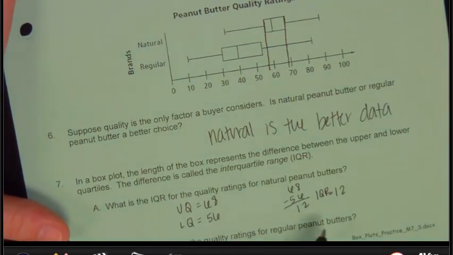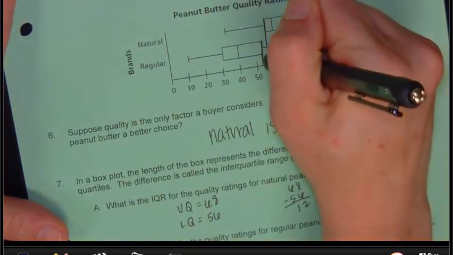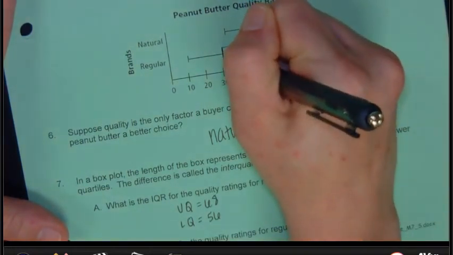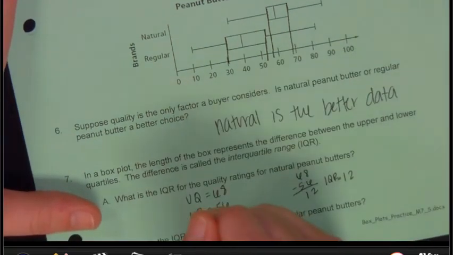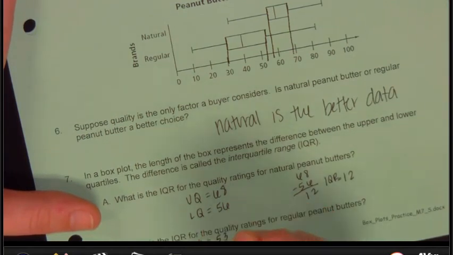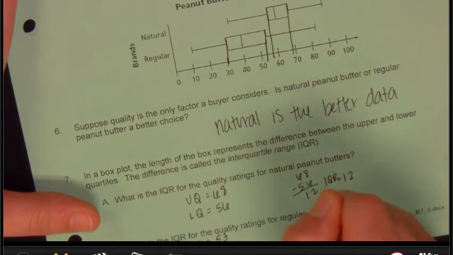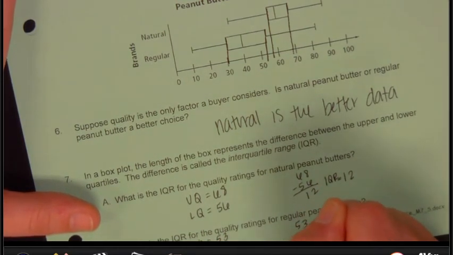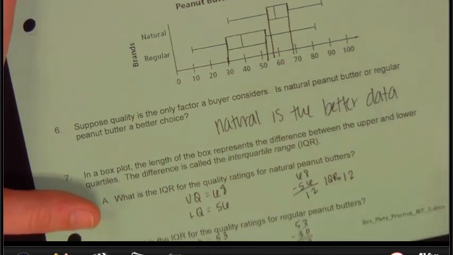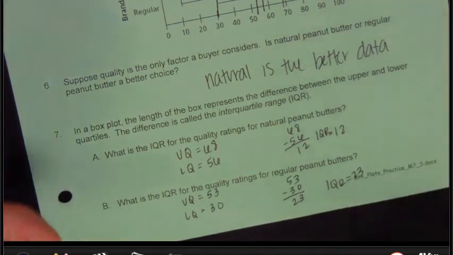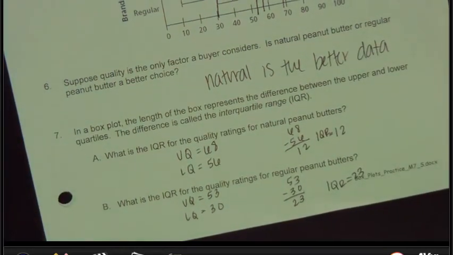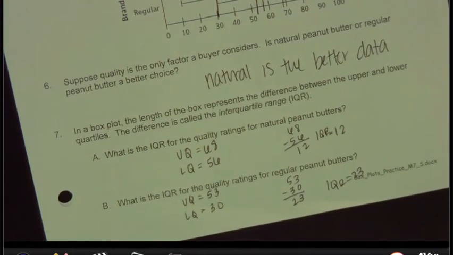Well, let's look at it for regular peanut butter. Regular peanut butter is right here, and it goes over to about 30. Okay, maybe 32. So let's say the upper quartile is at 53, because it's not halfway. Lower quartile, I think we said it was at 30. So 53 minus 30: 3 minus 0 is 3, 5 minus 3 is 2. So my IQR for this one is 23. Okay. If you have any questions, please let me know.